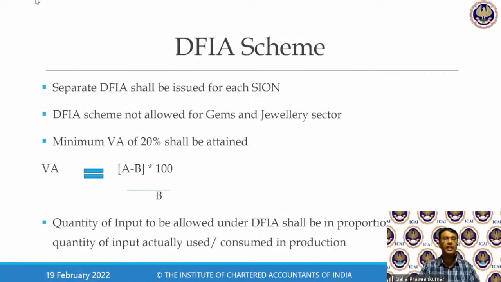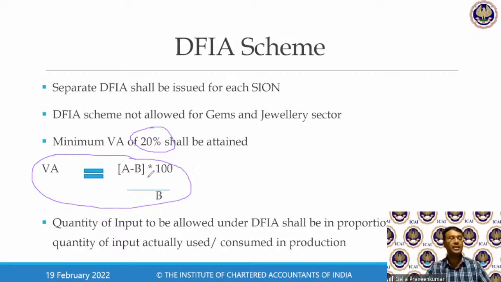Now, in case of advance authorization, we have discussed that 15% is required. In case of your DFIA, minimum 20% is what they are expecting. Formula, the same way. What we have discussed, A minus B by 100. A is your FOB value, B is your CAF value. So on the basis of this particular nomenclature, now assuming Priya happens to be a manufacturer, she has to prove to the satisfaction of RA that she has met 20% value addition. So if this value addition is not there, I cannot get my DFIA.